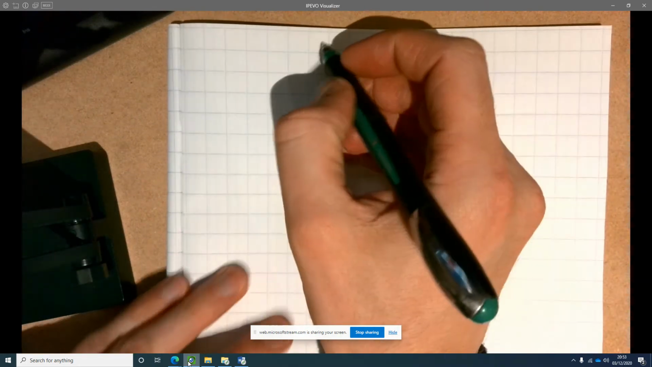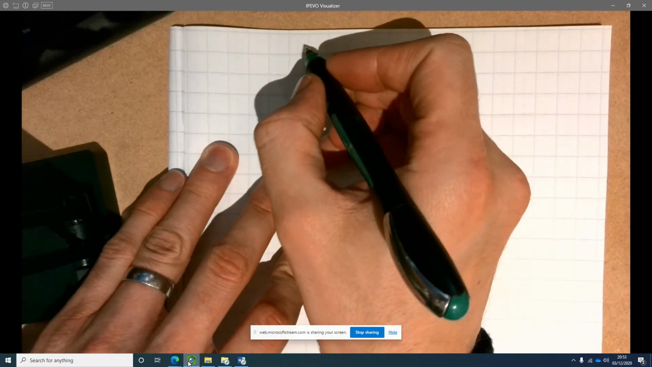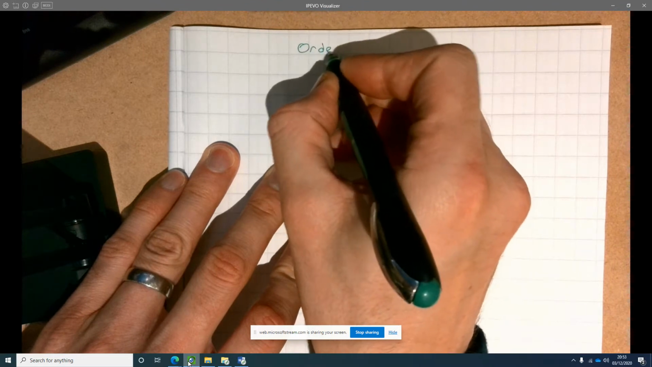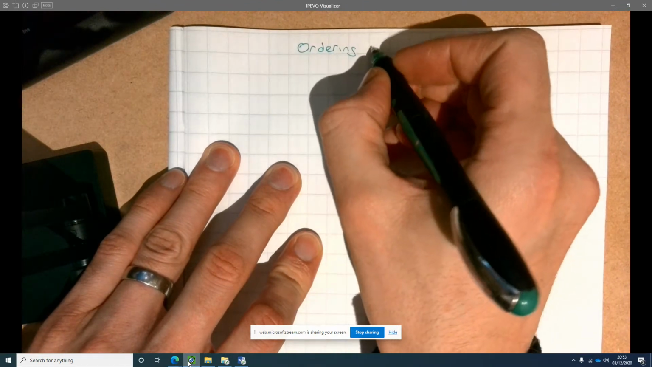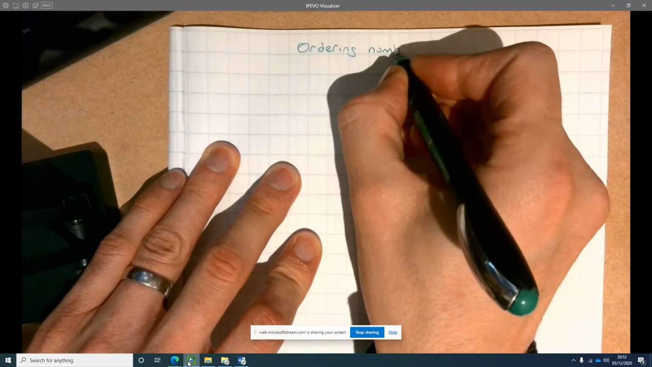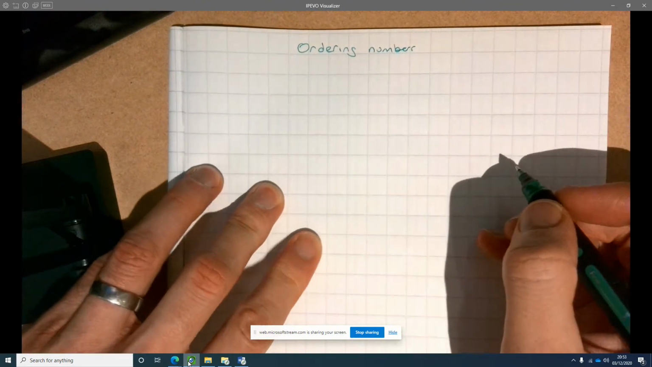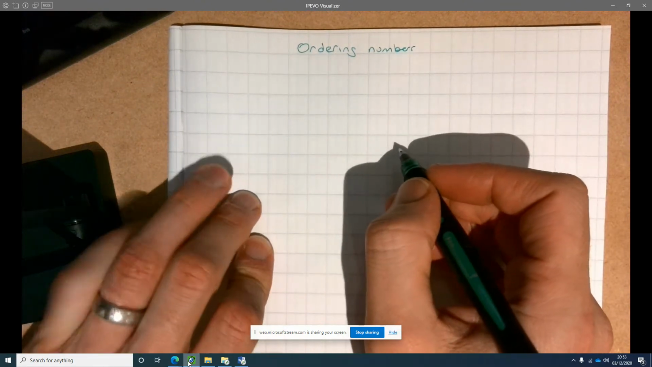Okay, in this toolkit video we're going to look at ordering numbers. With this we've got two skills. We're going to look at ordering positive and negative numbers, and we're going to look at ordering decimals. So we'll start off with positive and negative numbers.